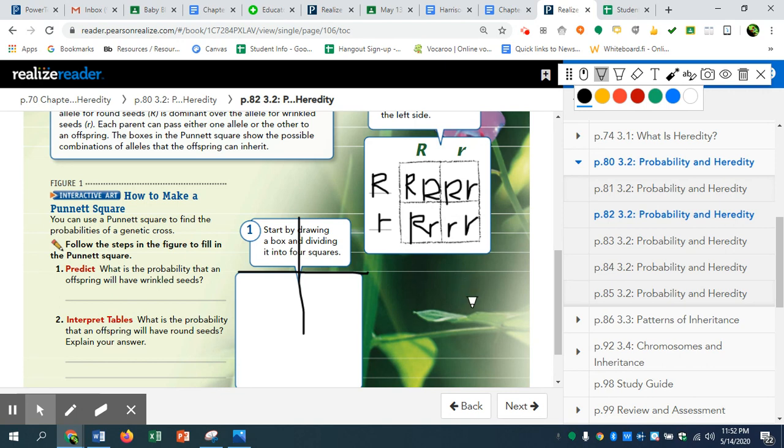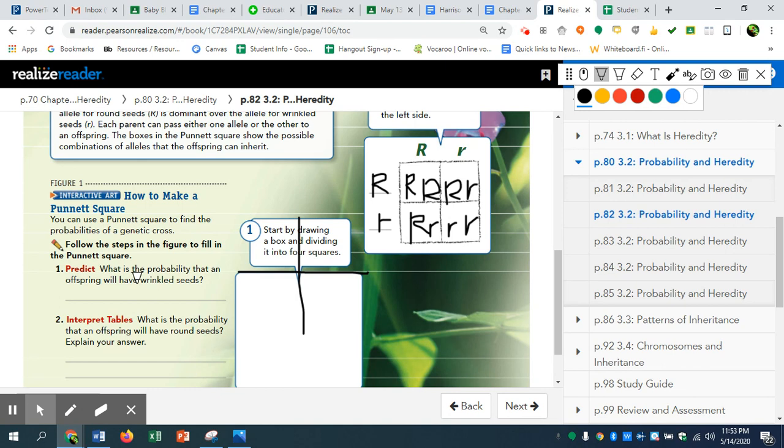Now remember, we talked about probability, and think about quarters. If you have 1 quarter, that's 25 cents. So just think about it as 25%. If you have 2 quarters, that's 50%. 3 quarters, 1, 2, 3 boxes would be 75%. 4 quarters would be 100%. So whenever we do probability, the numbers always have to add up to 100.